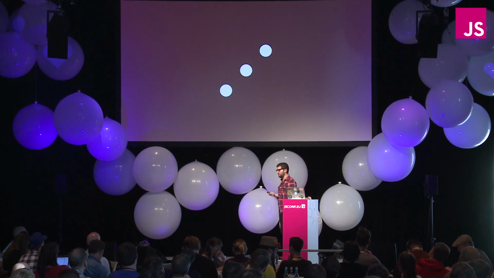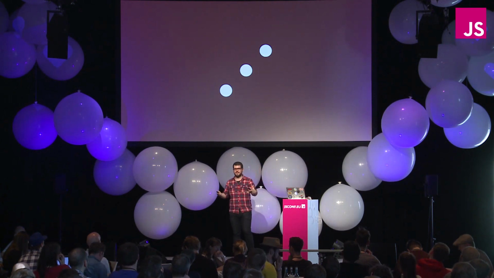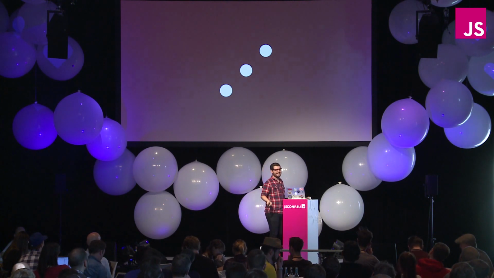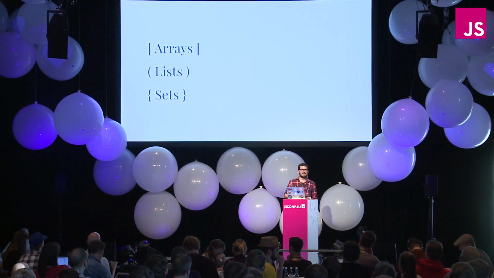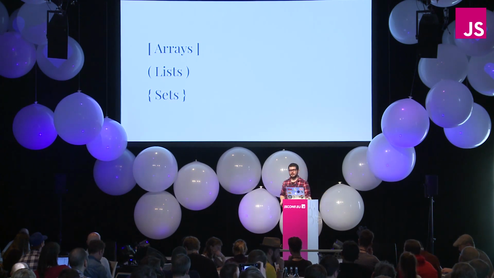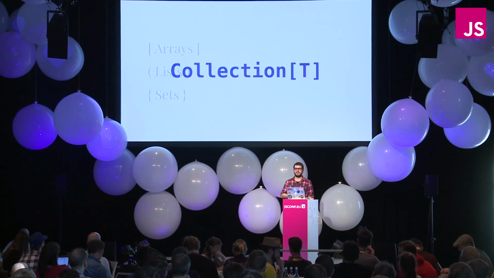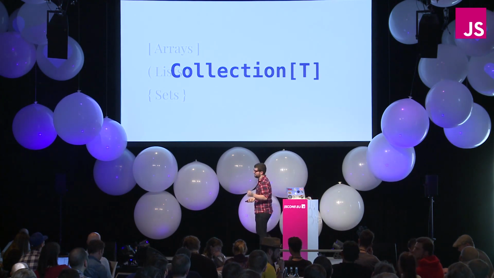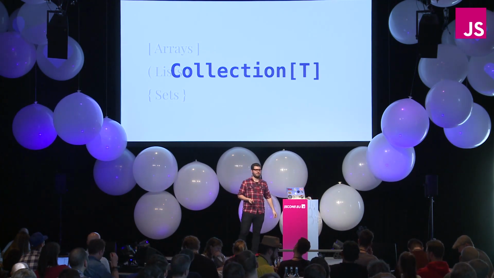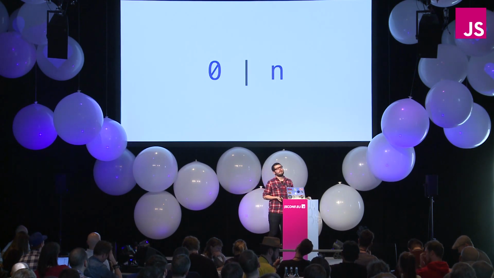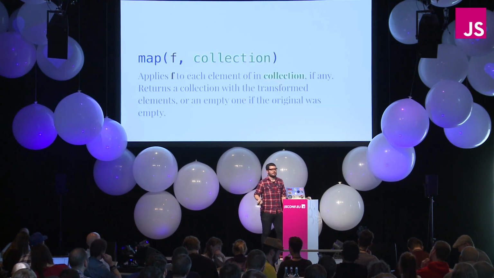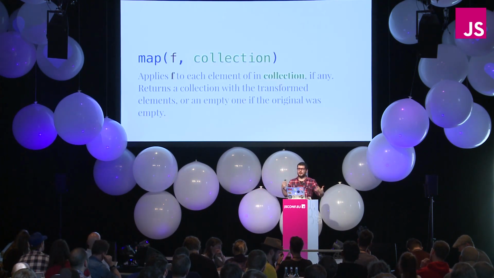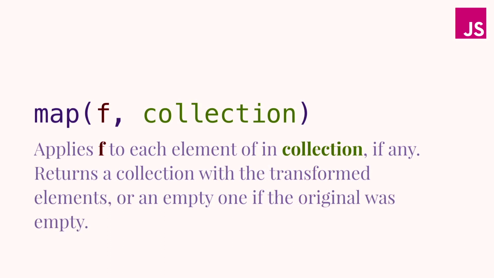Now let's talk about things in plural, because I'm saying things all the time, just to clarify. We have arrays, lists, and sets in our day-to-day, or maybe just arrays most of the time. But let's abstract over that and just talk about collections of things, a collection of T, a collection of integers or strings or whatever. Now, a collection is a thing that represents 0 or more things. And what we can do with them is map over them with a function, right? So that is a way to transform the elements in a collection.